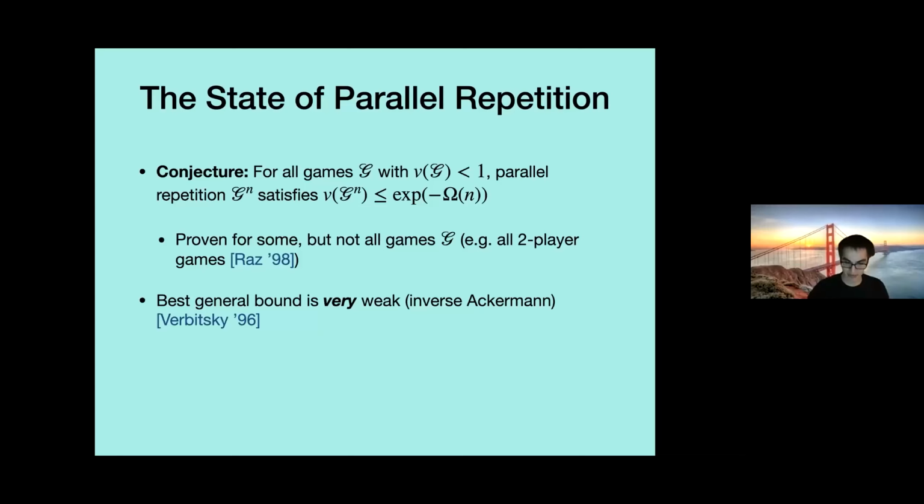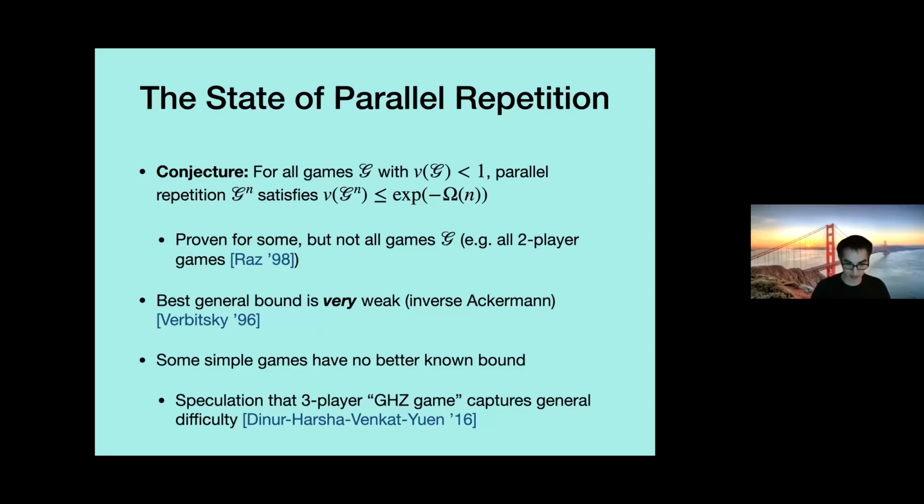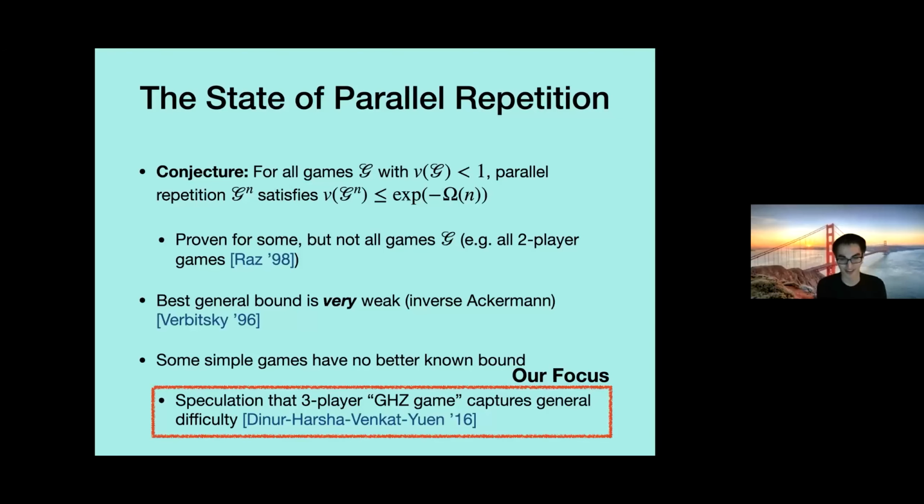If you repeat it n times, the value goes down like 1 over the inverse Ackermann function. So it's incredibly, incredibly slow. And there actually are simple natural games for which we don't know how to prove any better bound. And in a work by Dinur et al., they speculated that there's a specific simple game called the GHZ game, which I'll describe next, which captures the general difficulty of proving parallel repetition bounds. And so that's going to be the focus of this work.